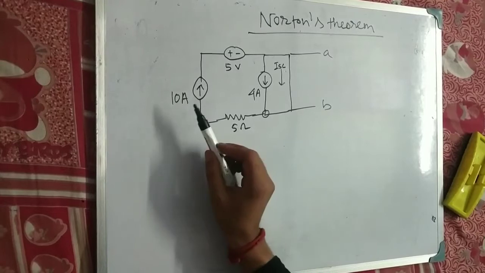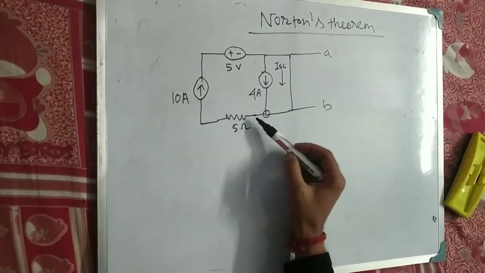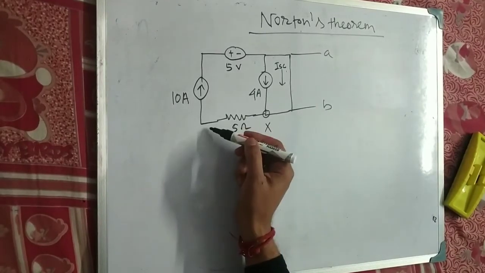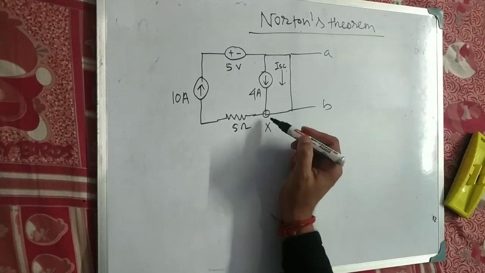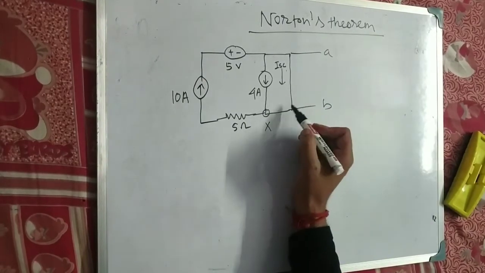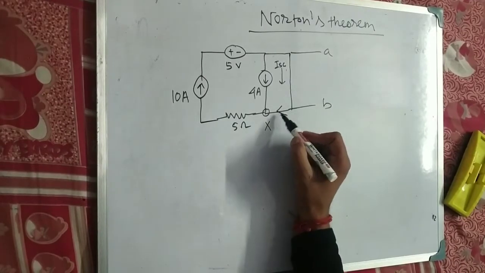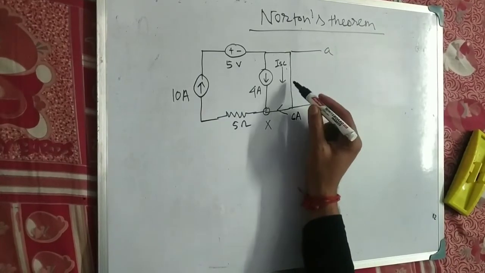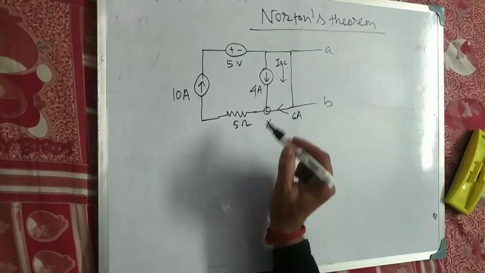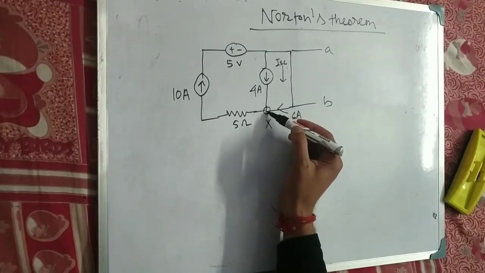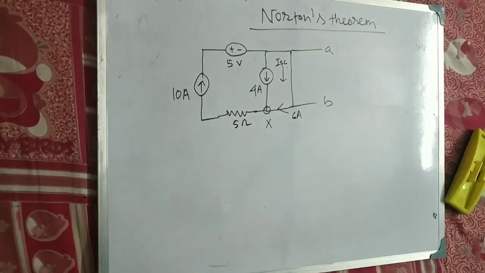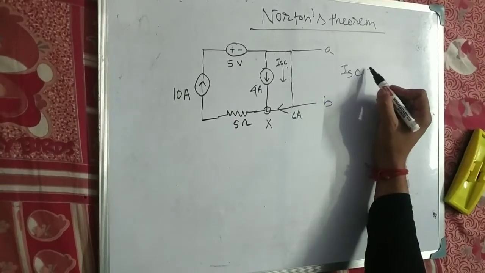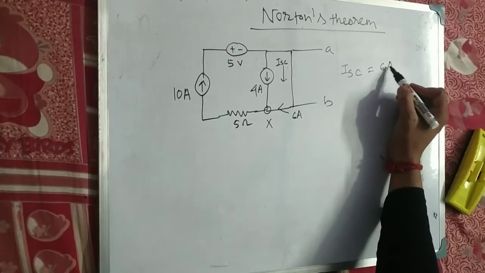We can see two current sources here. Suppose 10 ohm is leaving this terminal as X. The 4 ampere is entering this terminal. To validate KCL at this point, 6 ampere must be flowing through this short circuit terminal. Then only will KCL be valid. 4 and 6 are entering this node and the 10 ohm is leaving this node. This is a very easy problem, so the short circuit current will be 6 ampere.